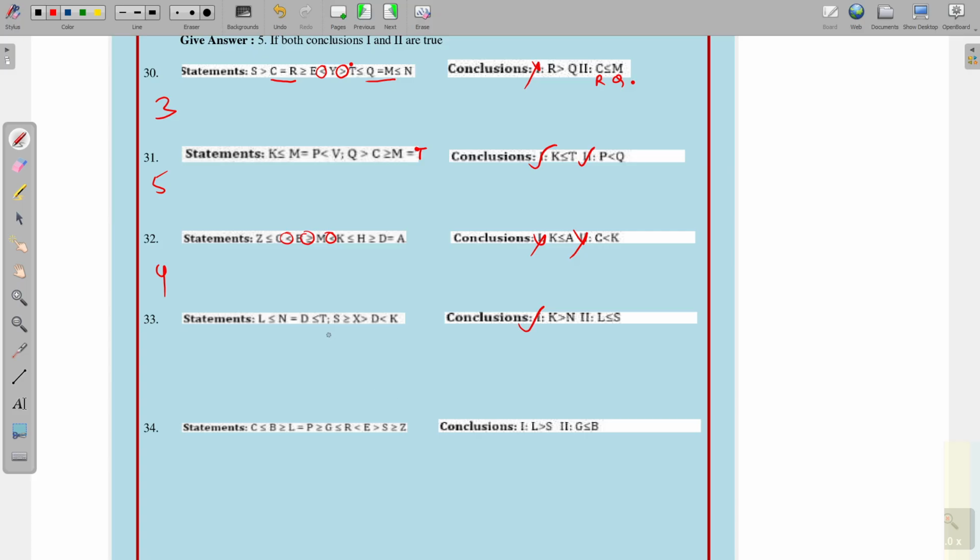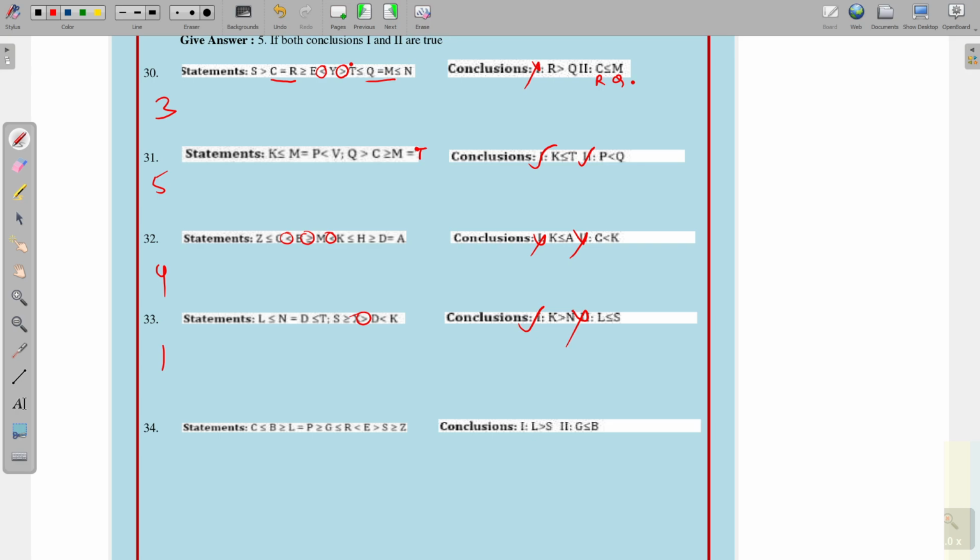L less than or equal to S. So L less than or equal to N, N equal to D, and D to S. So the second one does not follow. Why? Because here we have less than. So what is the answer? 33, only one follows, second one does not follow.